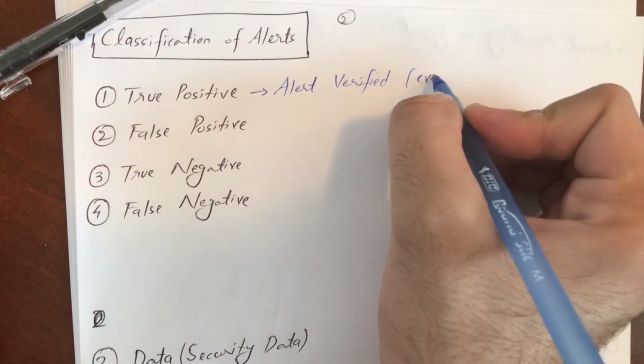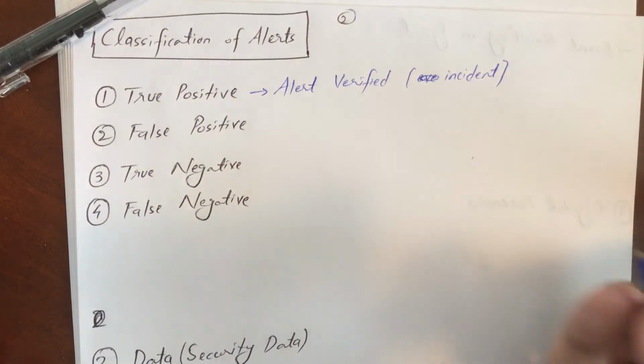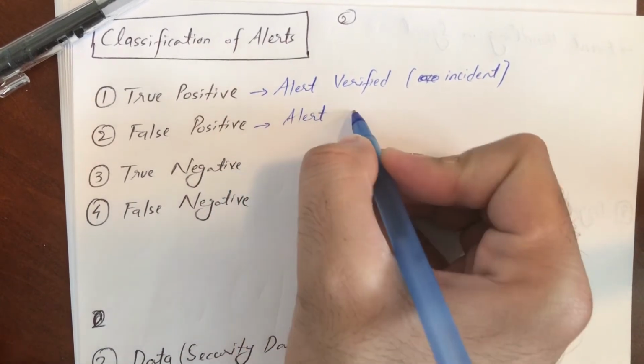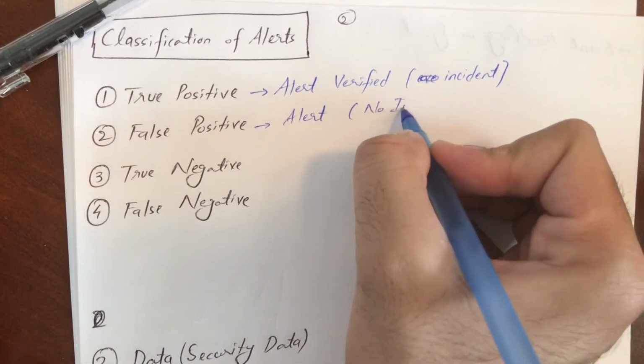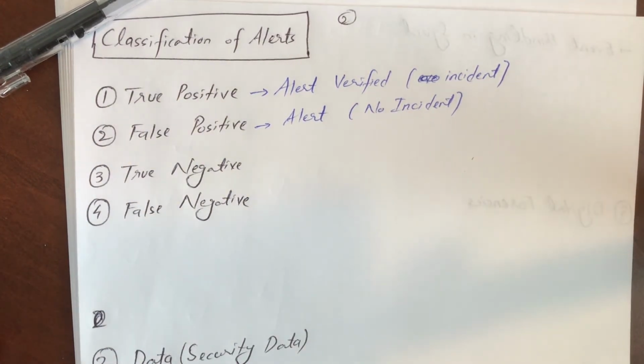An event or incident happened. False positive means we got an alert but no incident. So there was an alert but we didn't categorize that event as a security event.